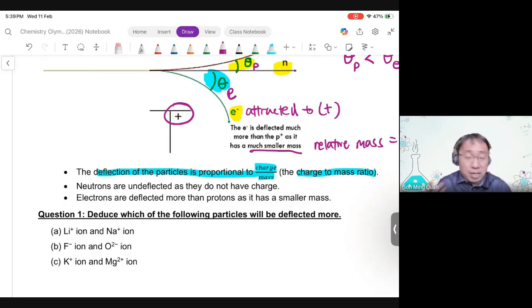To find the mass of lithium, I go to the periodic table, I search for lithium. There are two numbers. The larger number is the one that is the mass. So the relative mass of lithium is 7. With that, we can easily work out for all of them. May I give you all about 2 minutes to work out which particle will be deflected more? Remember, it's related to the charge to mass ratio. So let's take 2 minutes to work out 1A, 1B, 1C.